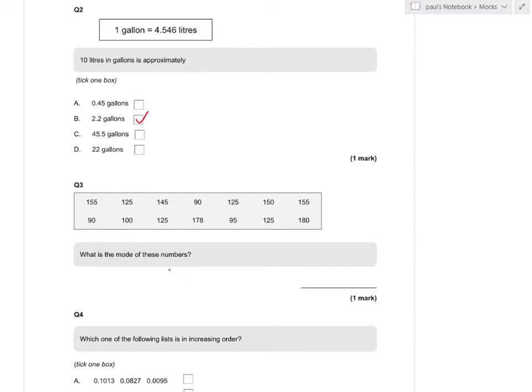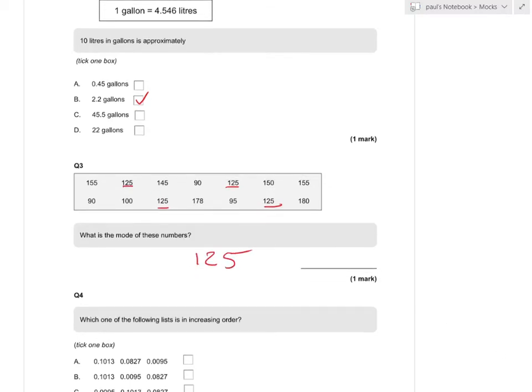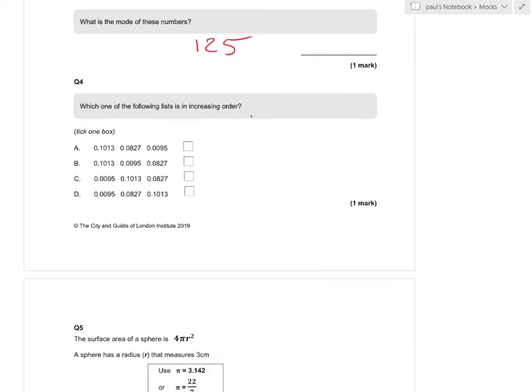What's the mode of these numbers? Mode is the most common, so we've got 125 looks like it. Quick scan across, yeah, we've got 5 of them, so we'll call that 125. Which of these is in increasing order? So just look at the first number first. 0.1, 0.0, so no. 0.1, no. 0010. That goes down, so no, so it must be this one here.